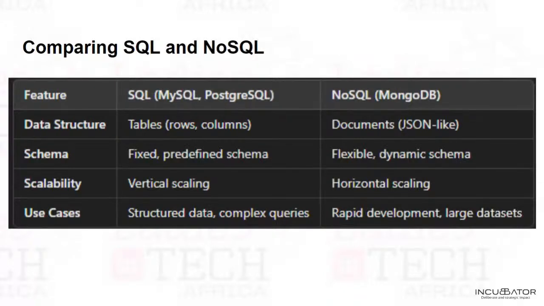So scalability. This one is vertical scaling, and then this one is horizontal scaling. The two of them actually work very well. Use cases: this one is structured data and complex queries. This one is rapid development and large data sets. That's just grammar between the two of them. Let me just put it that way.